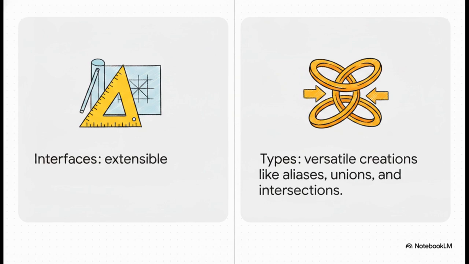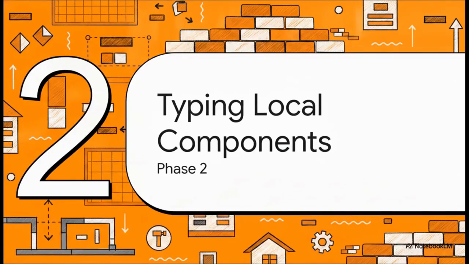By laying out both interfaces and types side by side right at the beginning of the roadmap, the source dictates that a developer has to understand how to draft flexible, rigorous blueprints before they ever attempt to construct a single room in our skyscraper. Okay, moving on to Phase 2, typing local components.